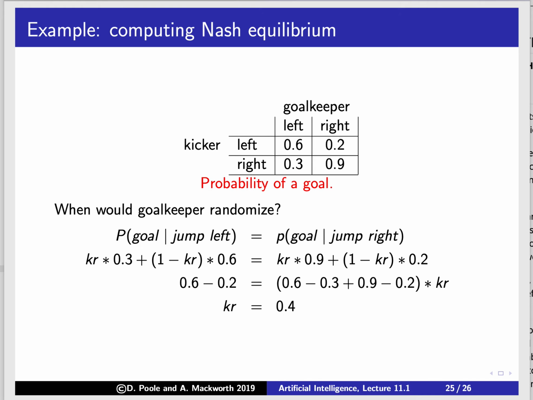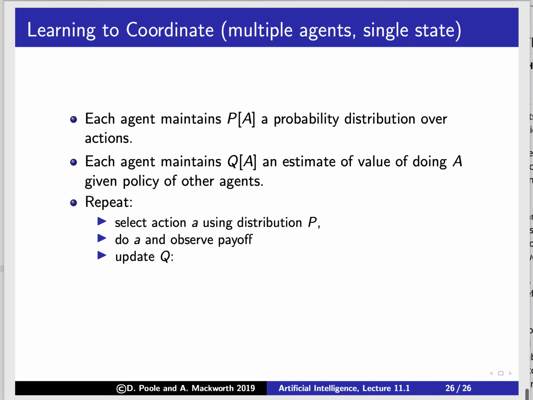All right, so let's look at another approach about how agents could learn. Here's one we can do: each agent can maintain a probability distribution over its actions, and each agent maintains an estimate of the value of doing action A given the other agents. This is multiple agents, but here we're going to assume there's just a single state. So each agent has a probability distribution, and each agent also estimates this Q value, and remember there are no states here.